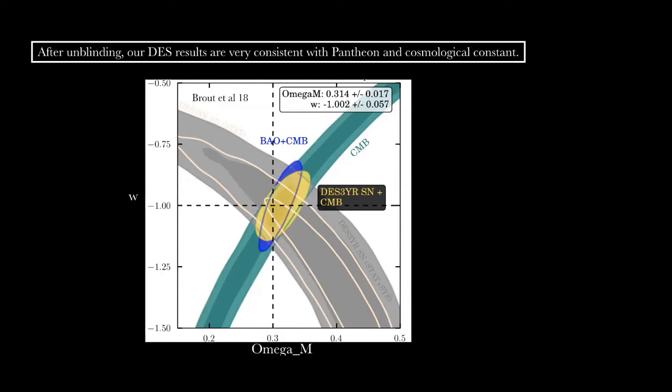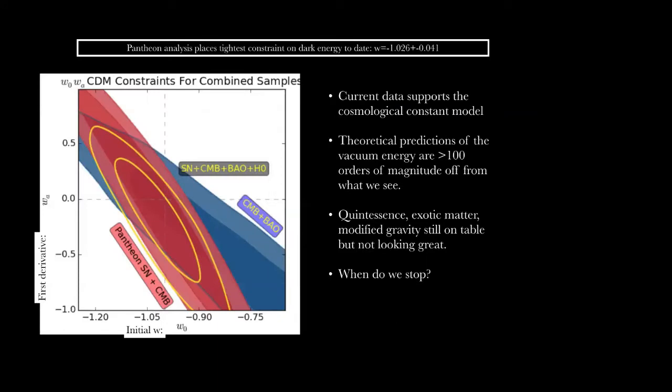Dan, when you compiled the Pantheon data set, can you comment on the blinding process there? Because I almost feel that everybody's biased by Lambda CDM.